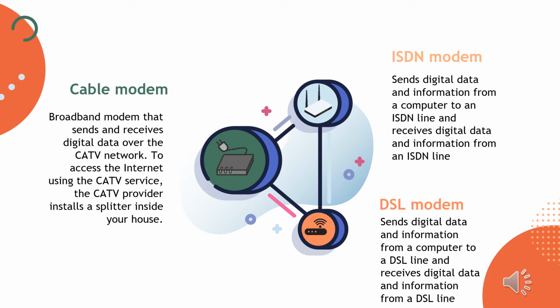Next is the DSL modem. A DSL modem is a broadband modem that sends digital data and information from a computer to a DSL line and receives digital data and information from a DSL line. Similarly, an ISDN modem is a broadband modem that sends digital data and information from a computer to an ISDN line and receives digital data and information from an ISDN line.